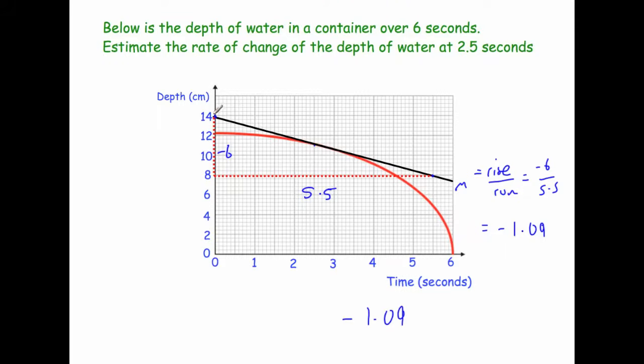And let's get our units. We had our depth, which is centimeters, divided by our run, which was seconds. So centimeters per second. So the rate of change of the depth of the water is minus 1.09 centimeters per second at that particular time, at 2.5 seconds.